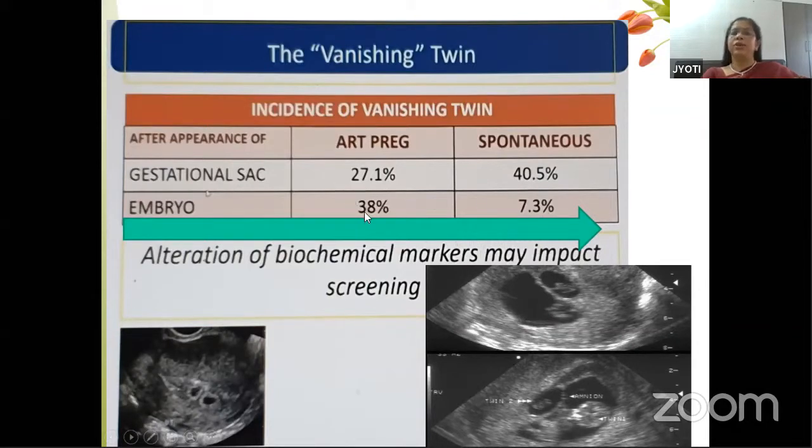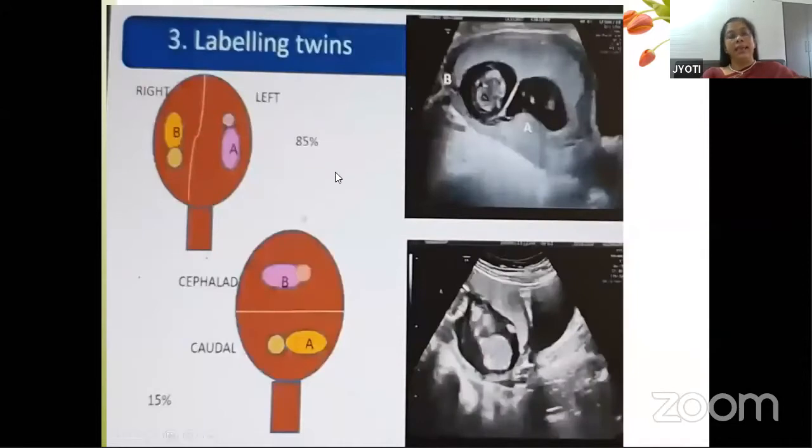So you cannot be assured with ART that you are going to carry on twins. There is an incidence of vanishing twin, and it will also affect the biochemical markers screening. And this particular condition has no long-term complications which we are aware of. Another thing is labeling twins.